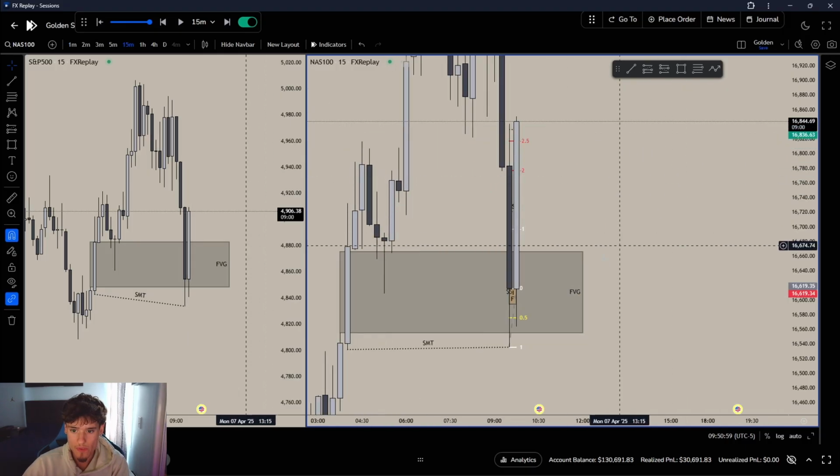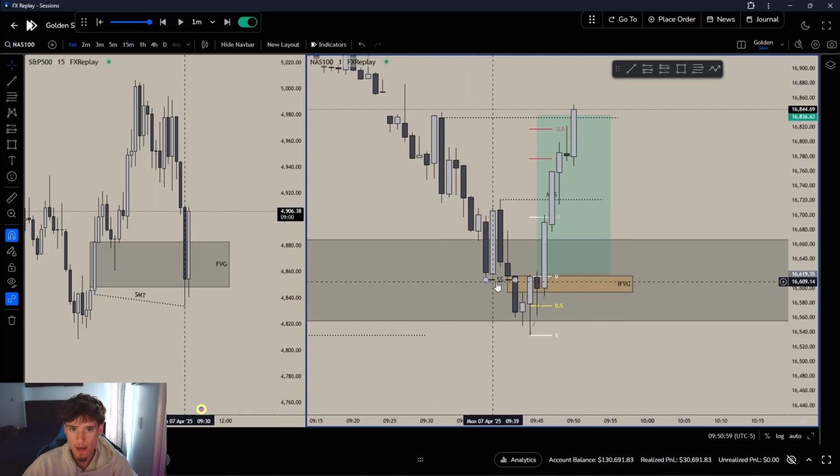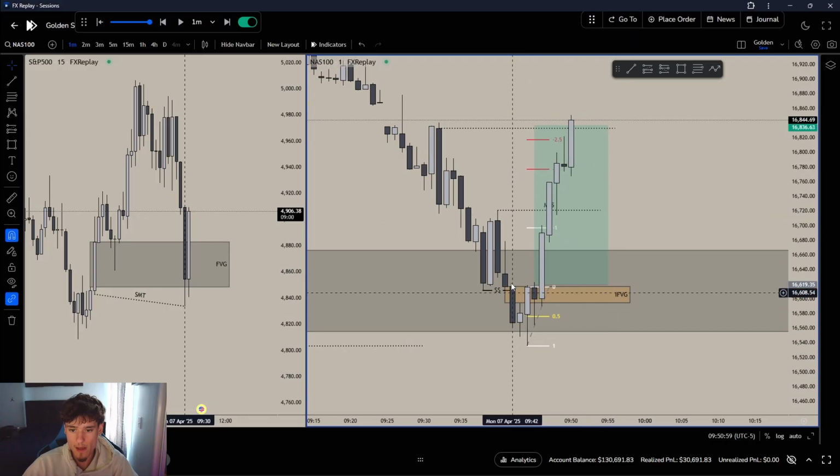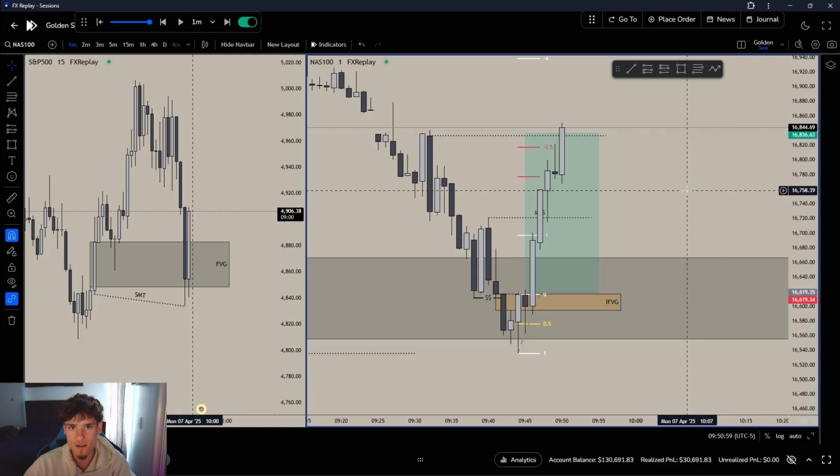We have a 15-minute SMT with the fair value gap. Now we come down to the 1 minute because it's the most clean. Market structure shift right over here. Inversion fair value gap and the manipulation. Enter on the inversion. Bang. Let's go to the second example.